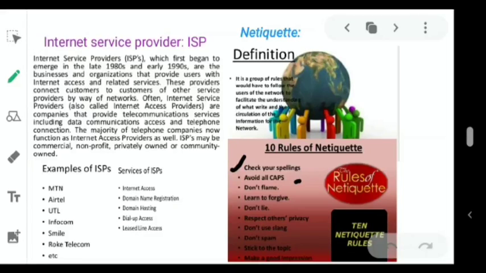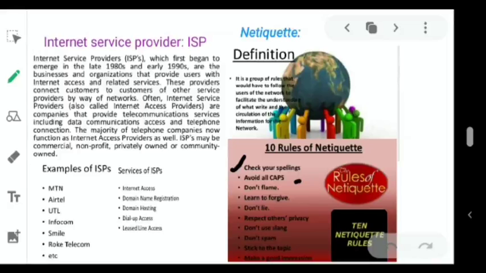Okay, which gives a problem to the user who is reading. Next is do not flame. Flame means if a person sends a message with angry or hateful content, then it is known as flaming. Flaming is usually discouraged by the internet community as it is considered rude. So don't do flaming. Learn to forgive.